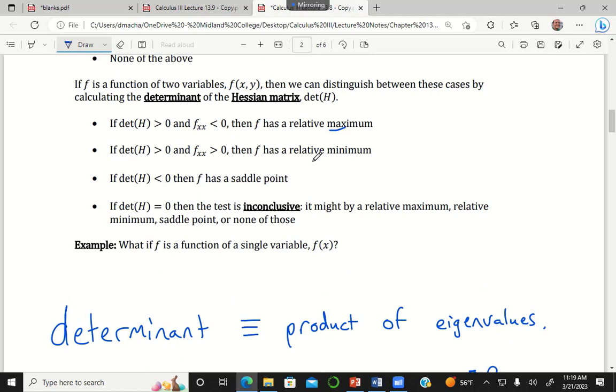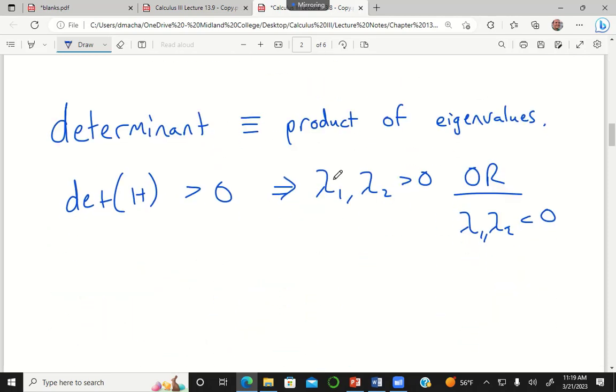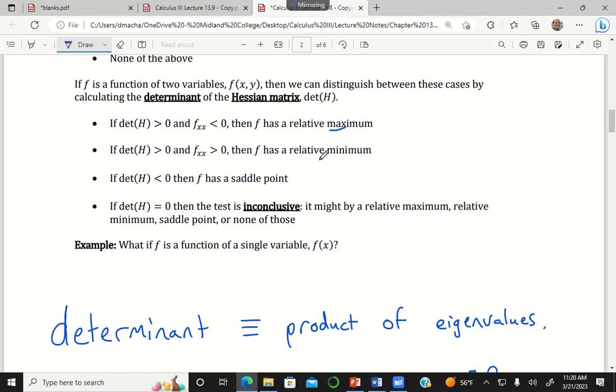Okay, so then if your determinant is positive and your second partial with respect to x or y, doesn't matter, is positive, then that means that both of your eigenvalues are positive, and that means you have a concave up function, and that means you're looking at a relative minimum at the critical point.